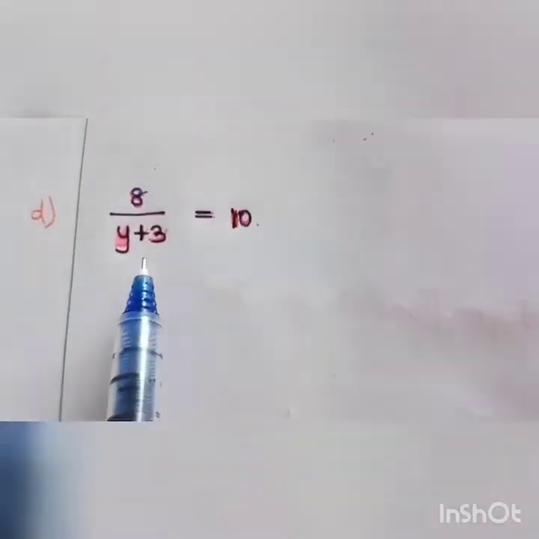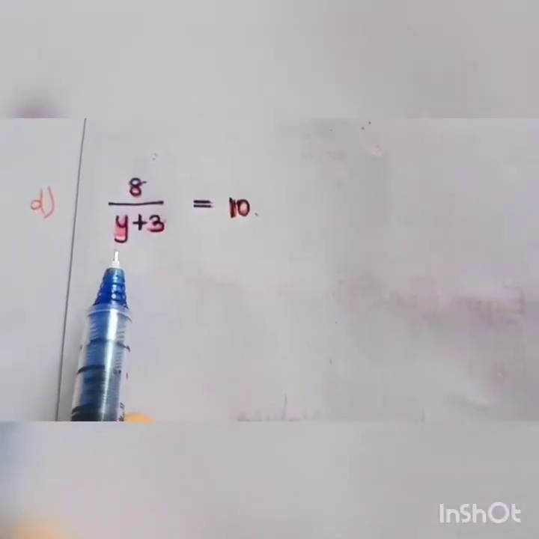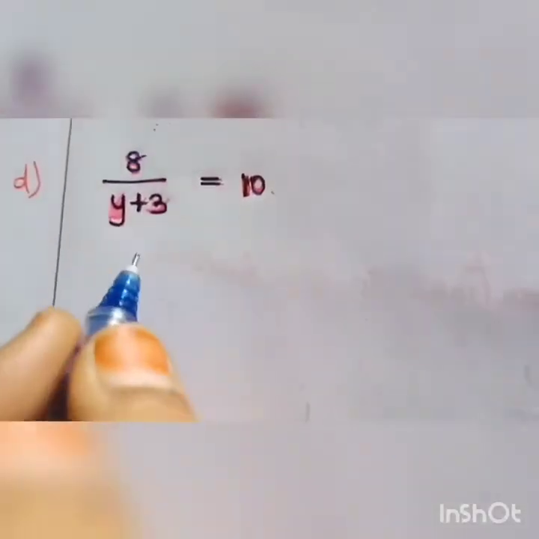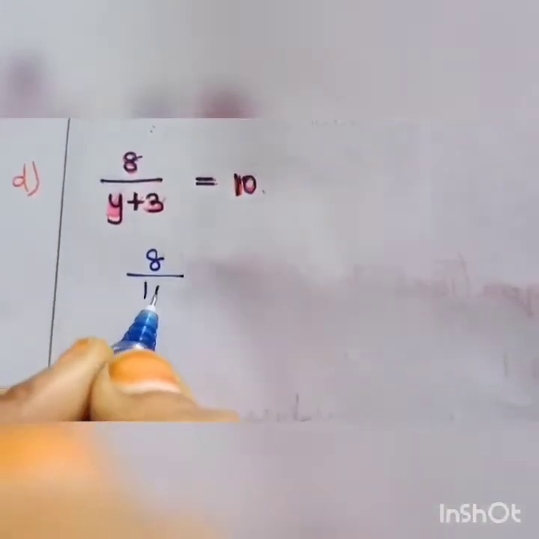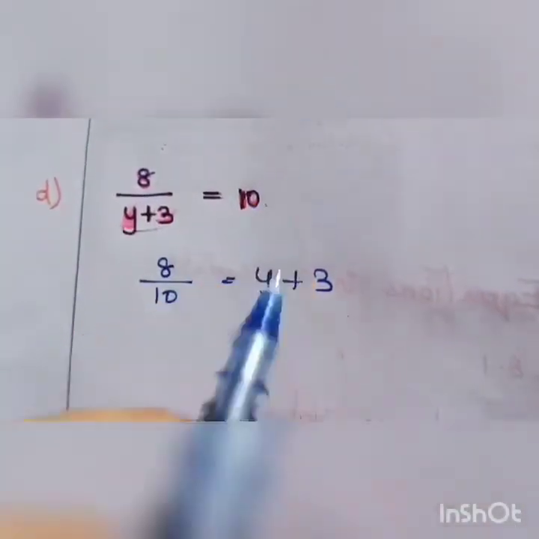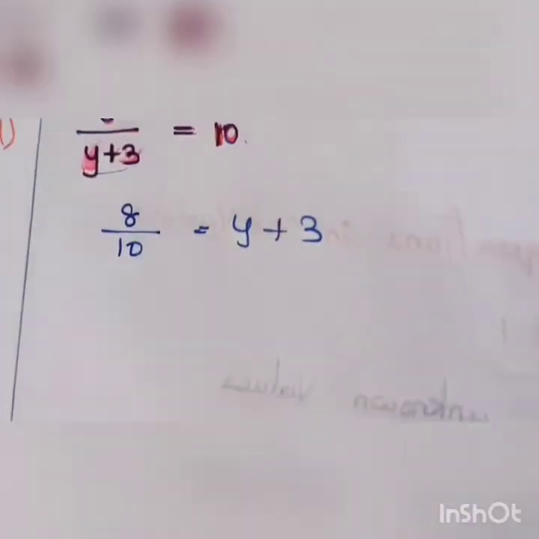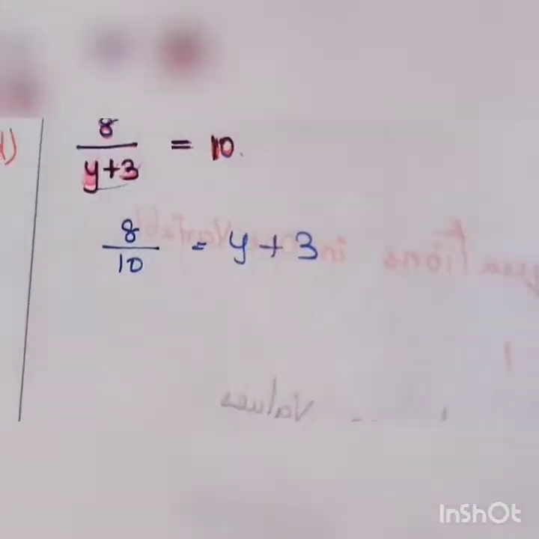So what we have to do? Just interchange these two numbers. So this numerator becomes the denominator, this denominator becomes the numerator. So the first step is 8 by 10 equal to y plus 3. When the denominator moves to the other side it goes to the numerator, and when this numerator moves to this side it goes to the denominator. Right? So we can move left to right or right to left.